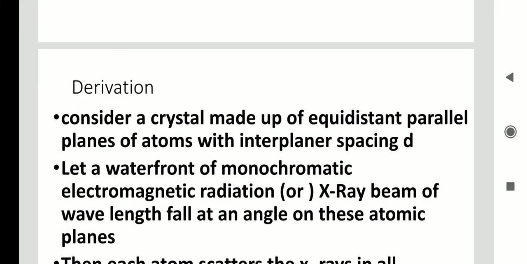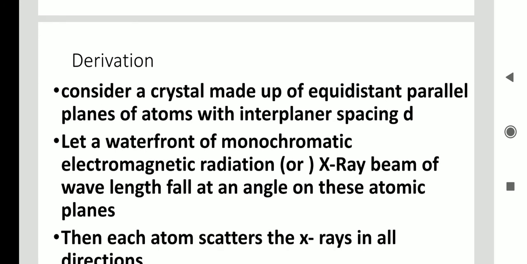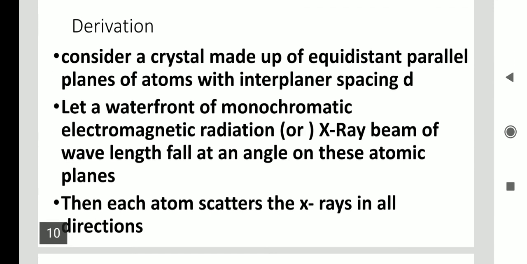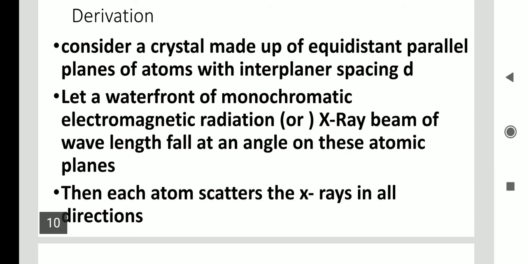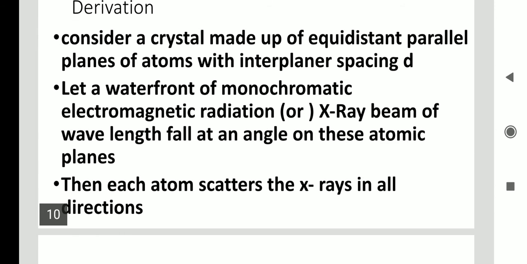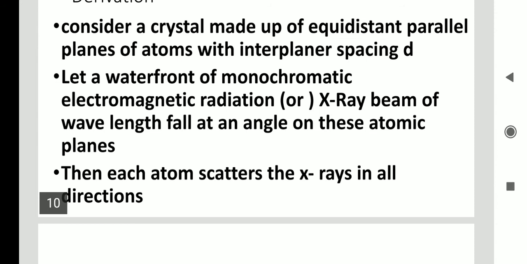Now the derivation of Bragg's law. Consider a crystal made up of equidistant parallel planes of atoms with interplanar spacing d. Let a ray of monochromatic electromagnetic radiation, or X-ray beam of wavelength lambda, fall at an angle theta on these atomic planes.